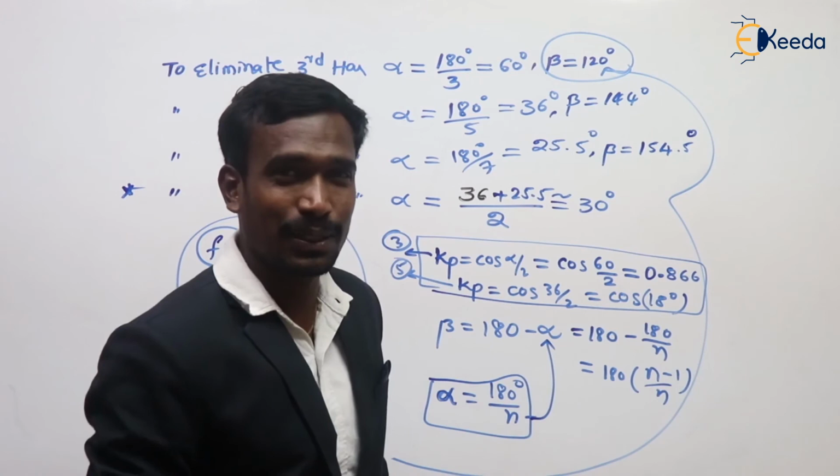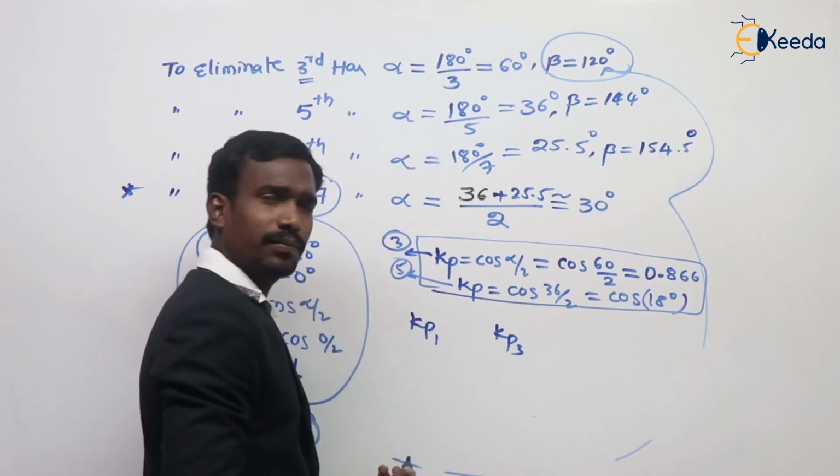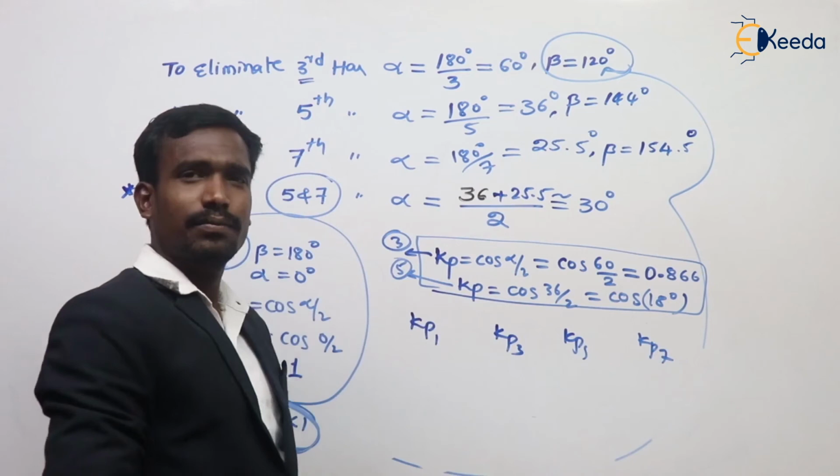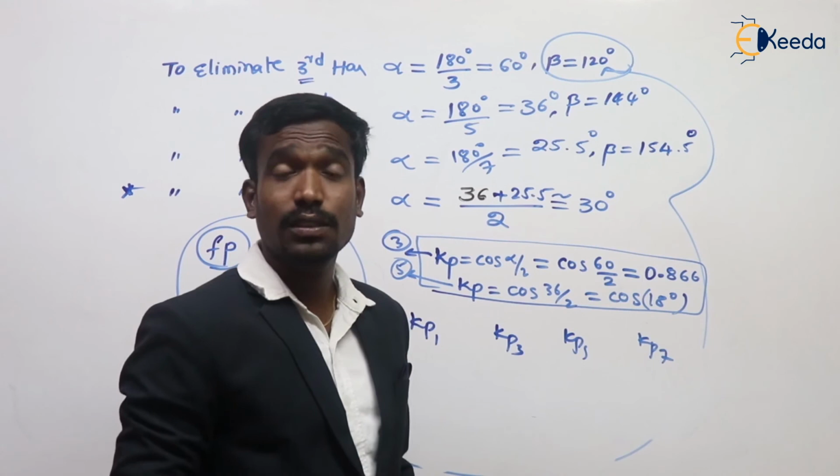Next question. For example, I have KP1, KP3, of course KP5, KP7, like that many are there. Are these all equal, or less than, or greater than? Tell me, which is greater? Which is least?